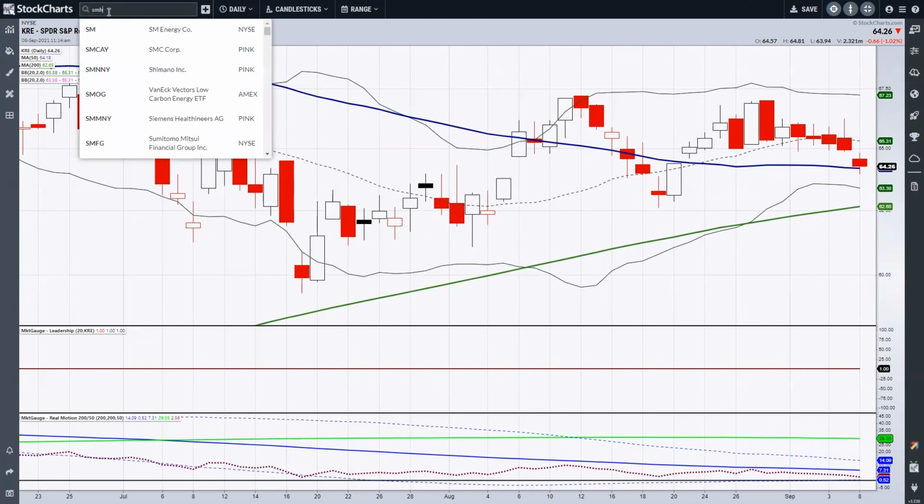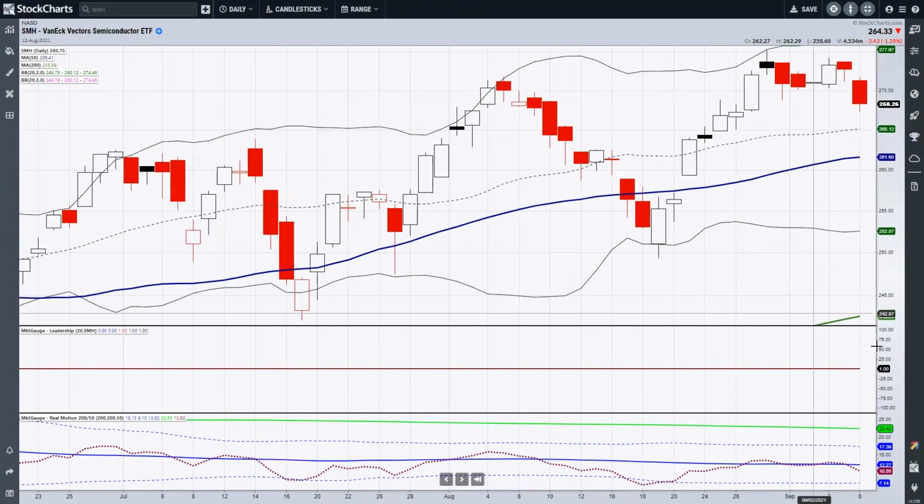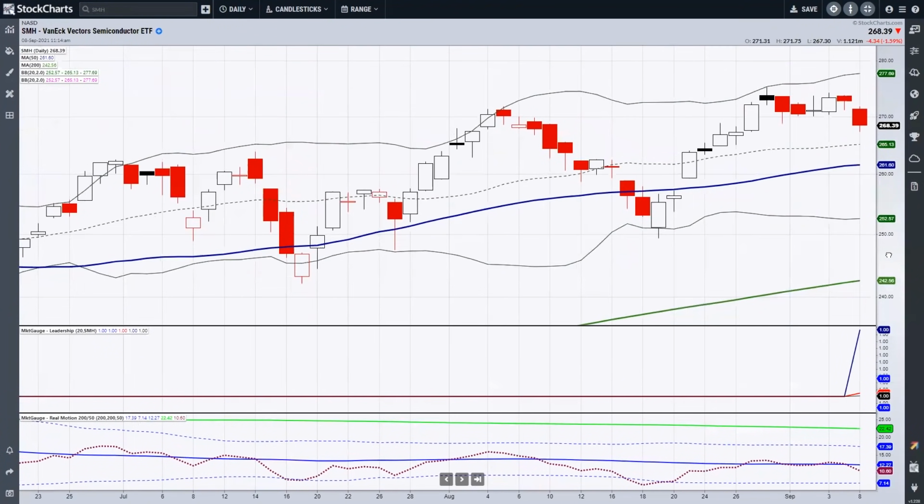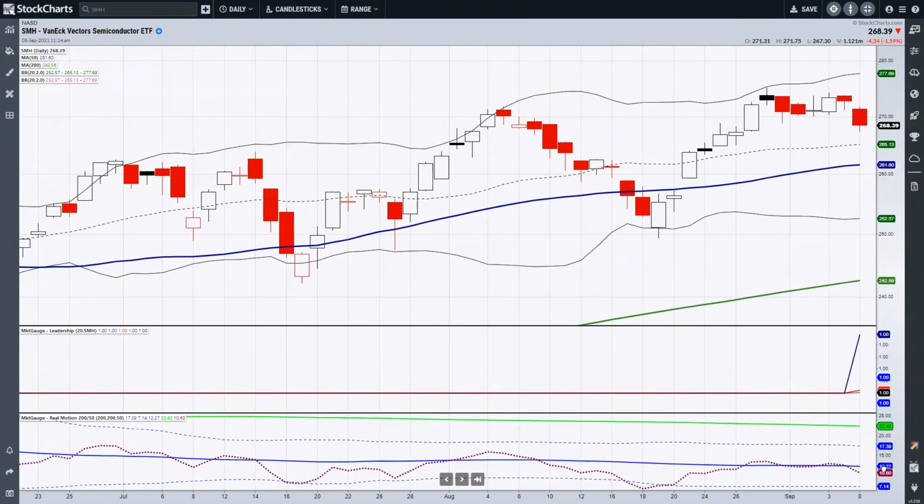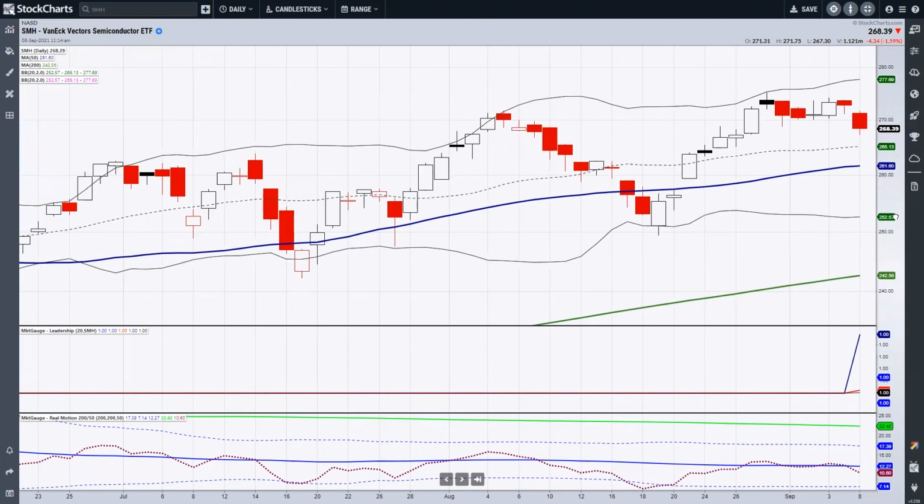And finally, semiconductors. Of course, the chip shortage hasn't really impacted this too much, but we do see that this broke down under that 50-day moving average actually a couple of days ago, and now we're heading down in momentum.